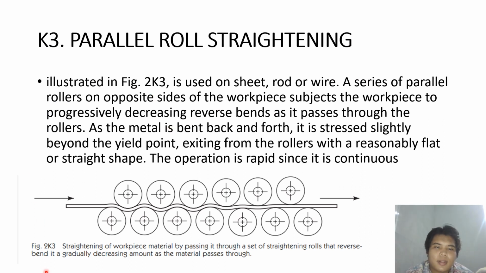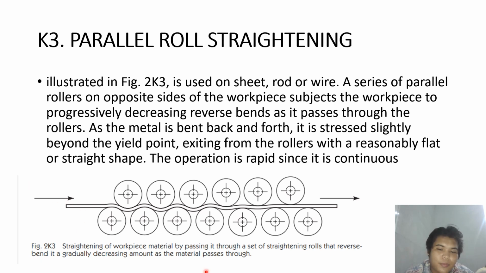Parallel roll straightening, illustrated in figure 2K3, is used on sheet, rod, or wire. A series of parallel rollers on opposite sides of the workpiece subjects the workpiece to progressively decreasing reverse bends as it passes through the rollers. As the metal is bent back and forth, it is stretched slightly beyond the yield point, exiting from the roller with a reasonably flat or straight sheet. The operation is rapid since it is continuous.